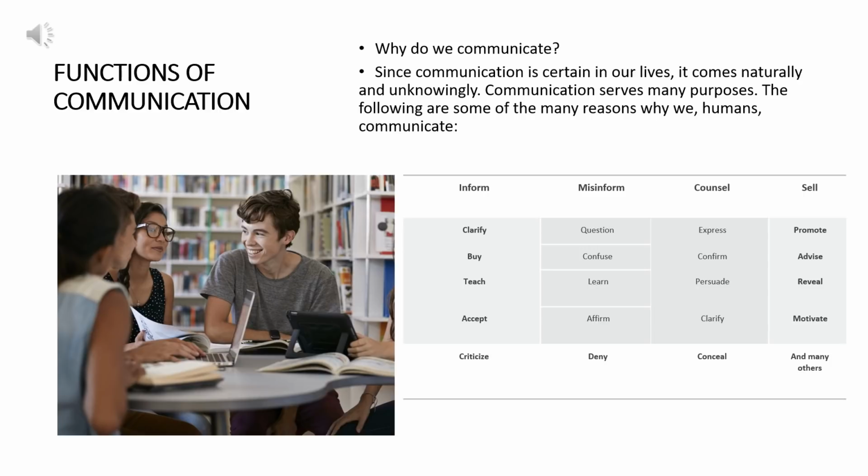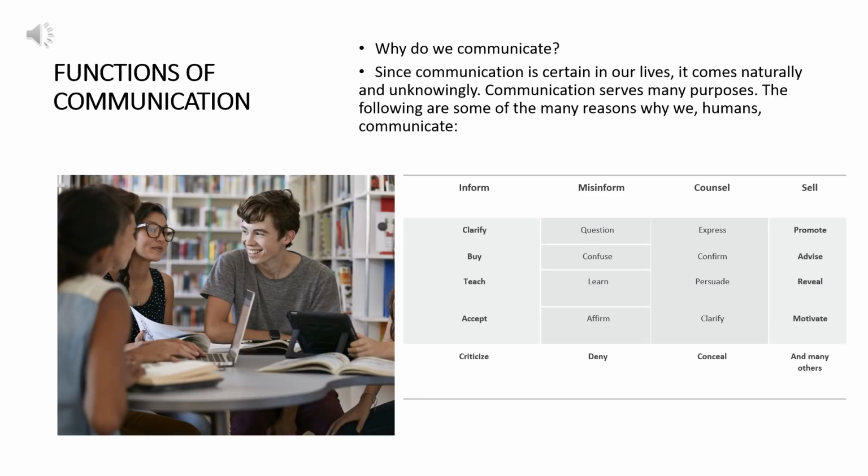Now let us proceed to our next topic, which is the functions of communication. Why do we communicate? Since communication is certain in our lives, it comes naturally and unknowingly. Communication serves many purposes. The following are some of the many reasons why we humans communicate. But before we proceed to the reasons why we humans communicate, look at that image. That image presents one of the functions of communication, and that is social interaction.